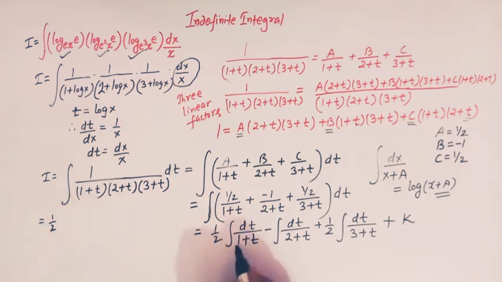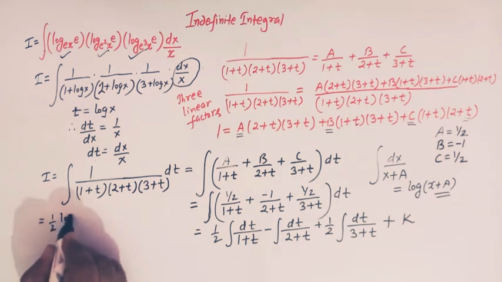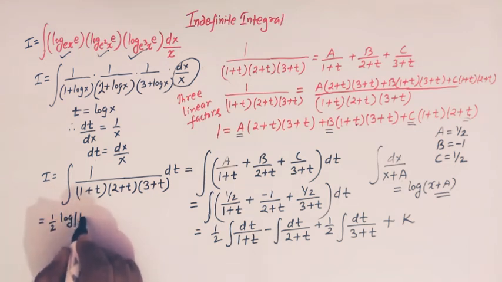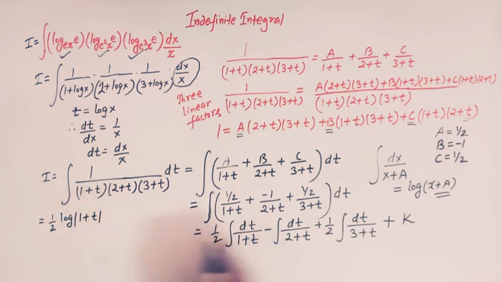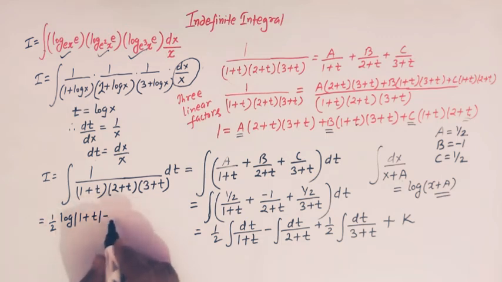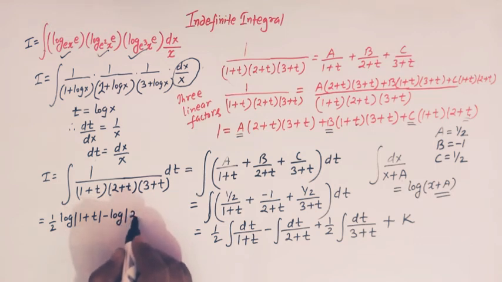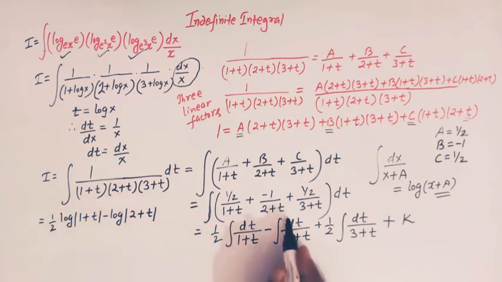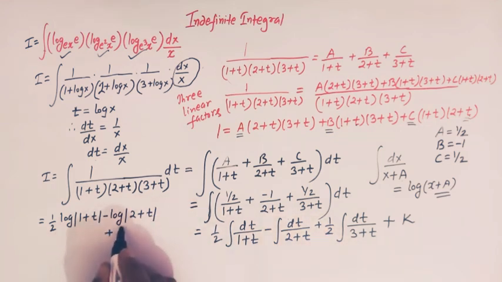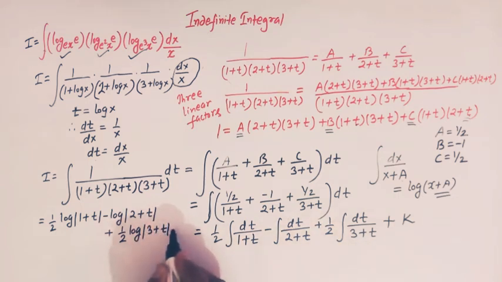So now here we have half, and integral of 1 over 1 plus t is log of 1 plus t, and then we have minus, and here we have log of 2 plus t, the integral of 1 over 2 plus t, and then we have plus half and log of 3 plus t, and k is the constant of integration, right?